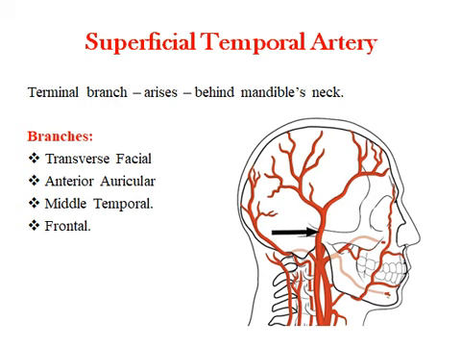Now coming on to the superficial temporal artery. The superficial temporal artery separates from the external carotid artery behind the neck of the mandible. It passes upward near the auricle over the posterior root of the zygomatic process of the temporal bone. At this point, the pulse of the superficial temporal artery is palpable. Branches of superficial temporal artery are transverse facial, anterior auricular, middle temporal and frontal.